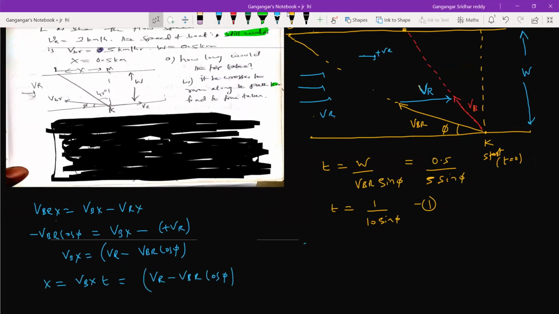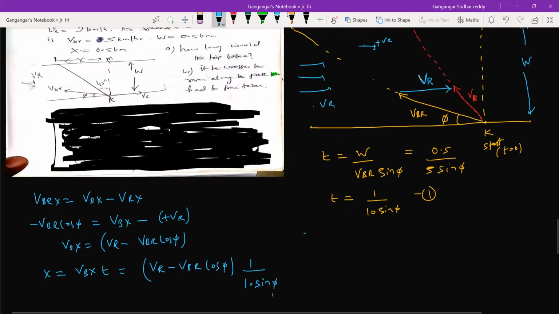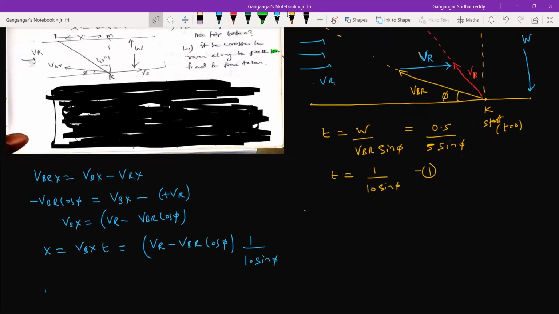What is the value of T? 1 by 10 sine phi. Again, do we know the value of X? It is given, no? 0.5 kilometer. Or if you keep it as it is, later you can. Anyway, I'll substitute the values here. So 0.5.